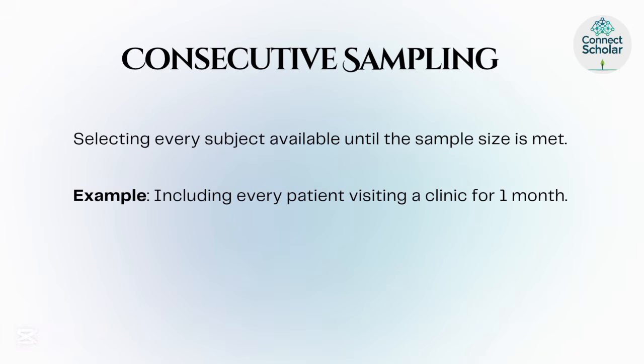Next is consecutive sampling. In this type of sampling method, the researcher is selecting every subject available until the sample size is met. For example, including every patient visiting a clinic for 1 month.